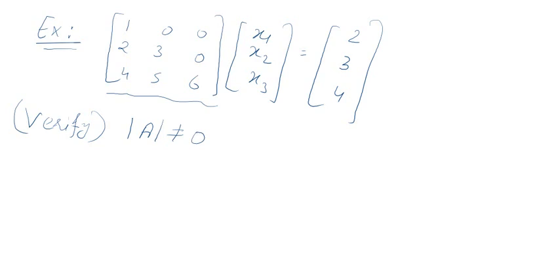If you recall, the determinant of a lower triangular matrix, a diagonal matrix or an upper triangular matrix is nothing but the product of the diagonal entries. You can see the diagonal entries are 1, 3 and 6, so the determinant is 1 into 3 into 6, that is 18, which is non-zero. If one of the diagonal entries is 0, that is a singular matrix. If all the diagonal entries are non-zero, that is a non-singular or invertible matrix.